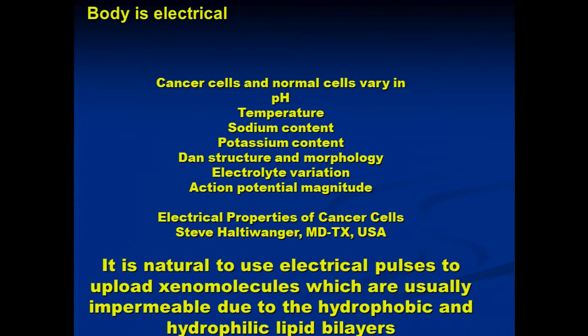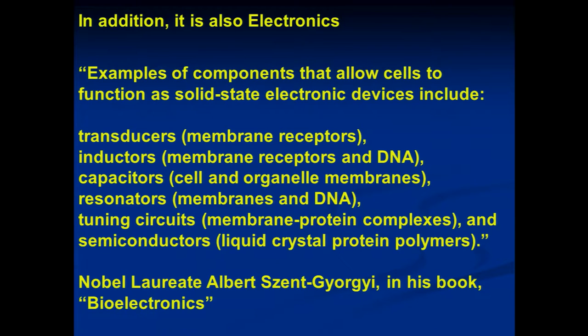In addition also, our body is electronics, okay? You can see that the membrane receptors can work as transducers, membrane receptors and DNA can work as inductors, our cell membrane is working as a capacitor, that's what we are going to use in the electrochemotherapy. And then, our membranes and DNA work as resonators, and then membrane protein complexes work in tuning circuits. Our bone cartilage works like another device, semiconductors, liquid crystal protein polymers.